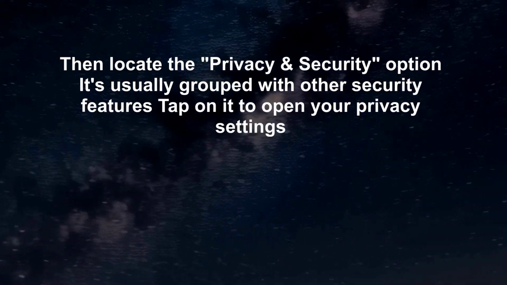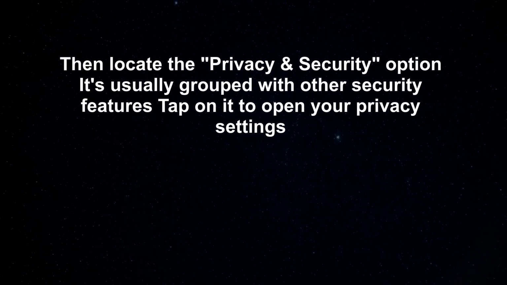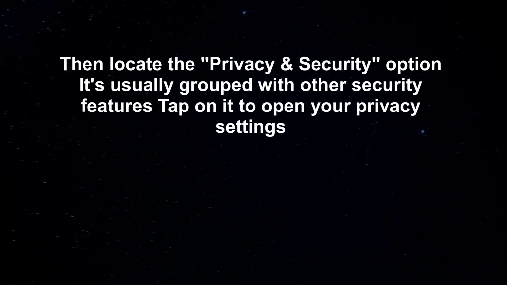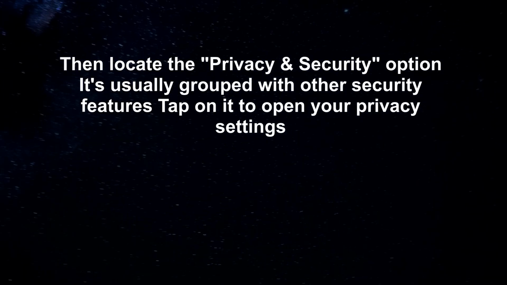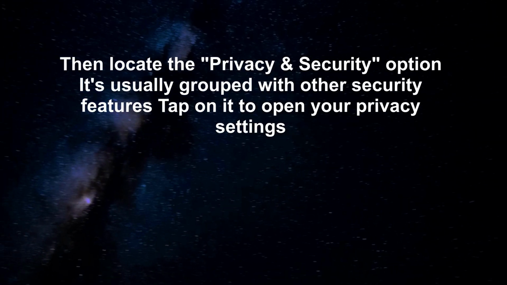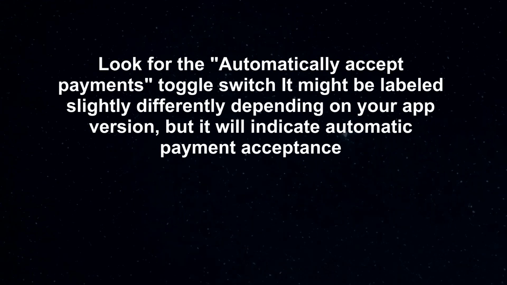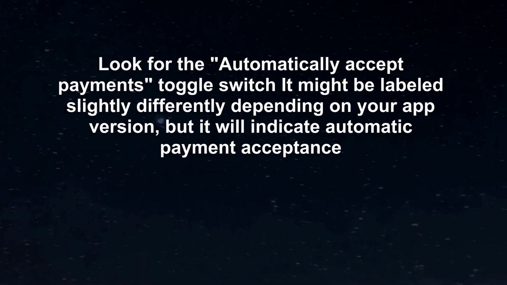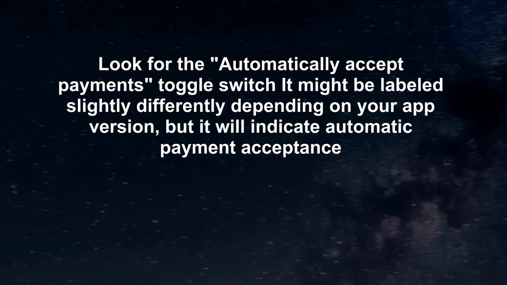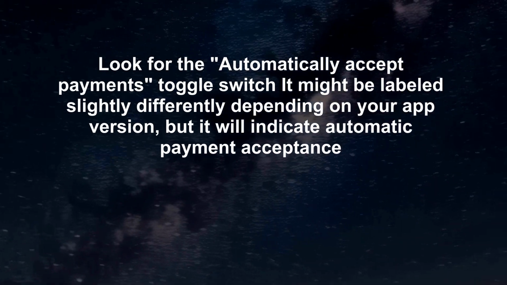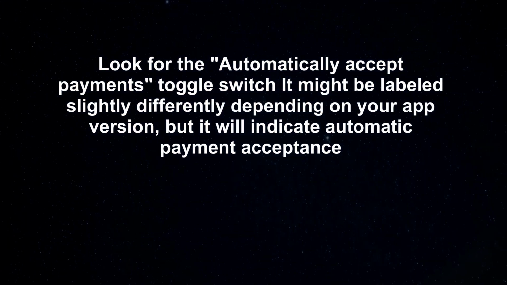Scroll down. Then locate the privacy and security option. It's usually grouped with other security features. Tap on it to open your privacy settings. Look for the automatically accept payments toggle switch. It might be labeled slightly differently depending on your app version, but it will indicate automatic payment acceptance.